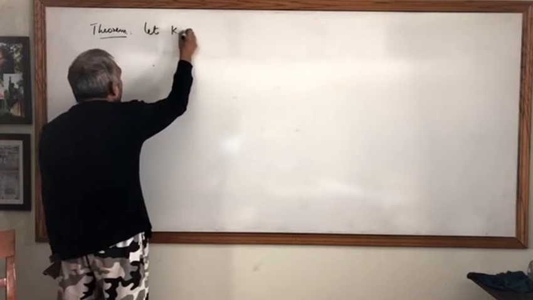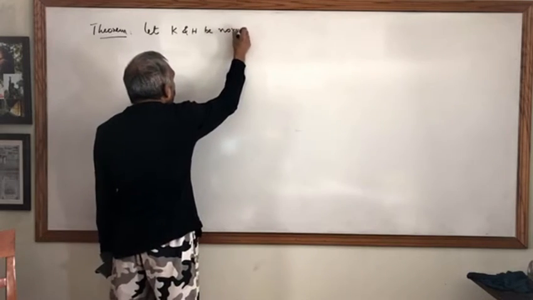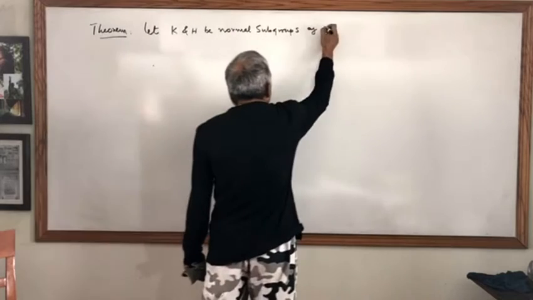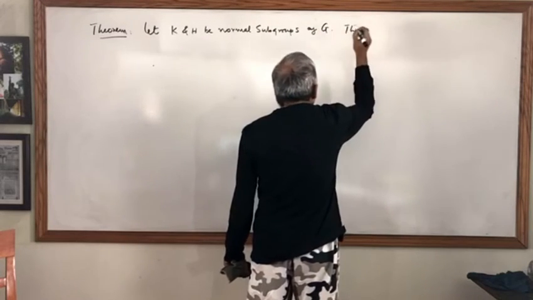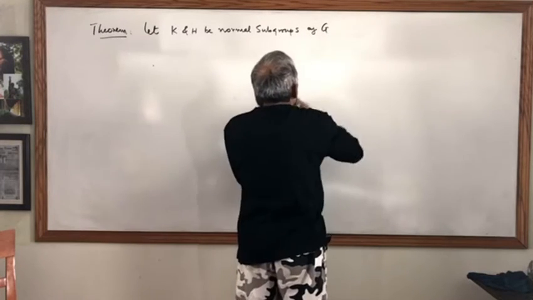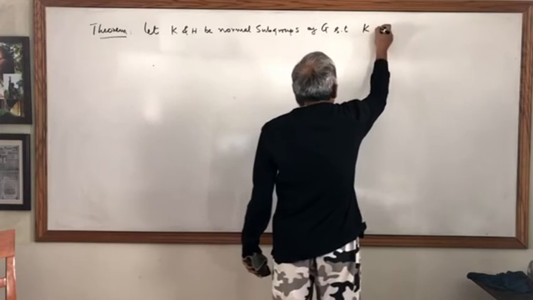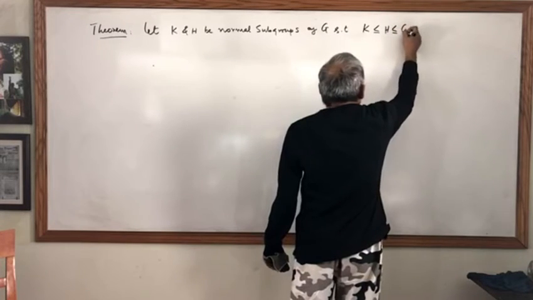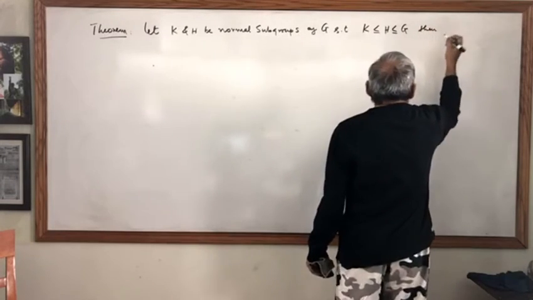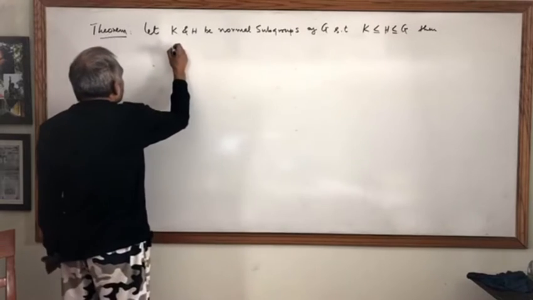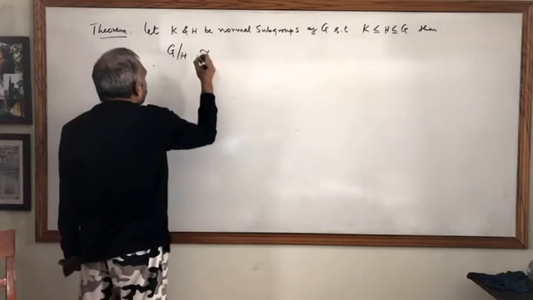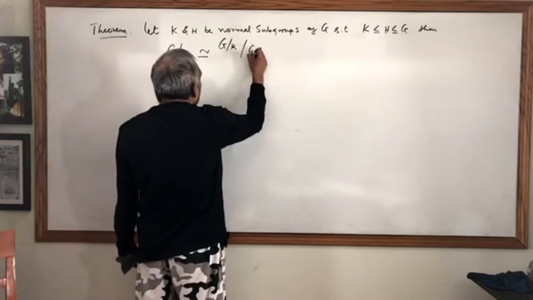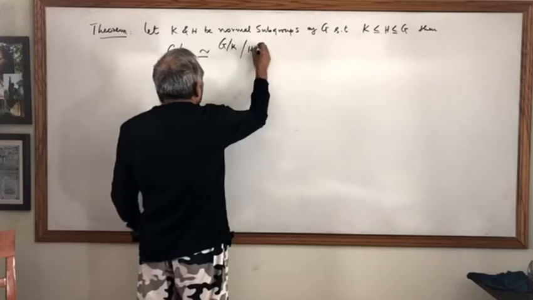Let K and H be normal subgroups of G such that K is a subgroup of H, a normal subgroup of G. Then the factor group G over H is isomorphic to the factor group G over K over H over K.